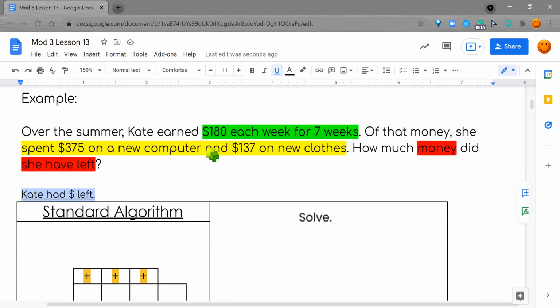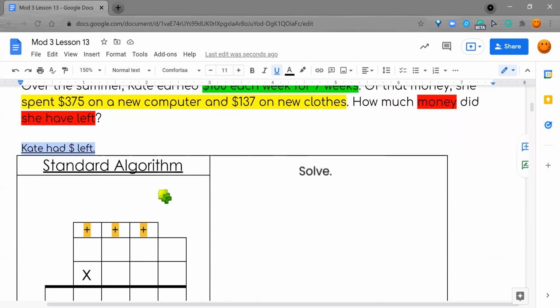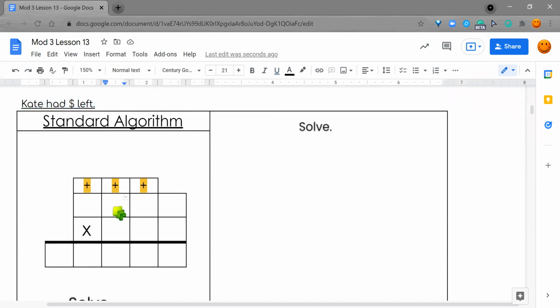It said at first that she made $180 for 7 weeks. So I'm going to put my 1 in the hundreds column, the 8 in the tens column, and the 0 in the ones column. And because it's 7 weeks, I'm going to multiply it by 7. So the 7 goes in the ones column underneath the 0. So we do 7 times 0, which is 0. Then I do 7 times 8, which is 56. The 6 gets dropped into the tens column in your product, and the 5 gets carried to the hundreds column so that we can add it after we multiply the hundreds column.